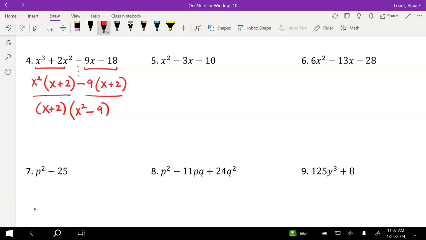This second parentheses is a difference of two perfect squares. The number being squared in the first position is an x, the number being squared in the second position is a 3, and it's a difference. So that actually can be broken down a little bit further. The first base goes in the first position, the second base goes in the second position, and a difference of perfect squares has a plus and a minus between them. Now the x plus 2 that had already been factored out is part of our final answer. Let's look at number 5.